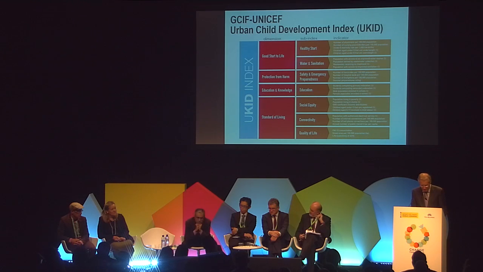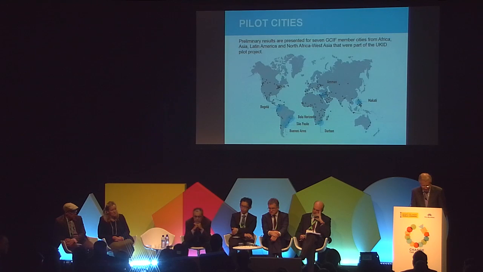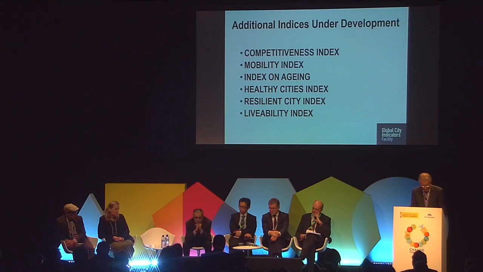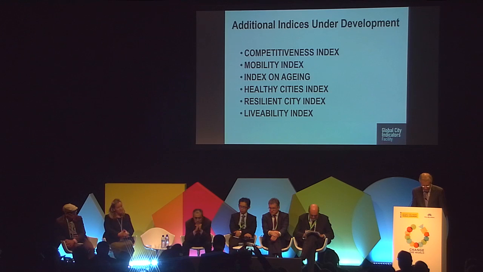Another one of the projects that we've undertaken through GCIF is a project in partnership with UNICEF on an urban child development index. We set the dimensions and the sub-indexes, as you can see, all using the standardized indicators that we had developed. There are a number of pilot cities that are part of that project with UNICEF and GCIF, and additional indices under development: competitiveness, mobility, as you see here. There is a good base now, but there's a lot more that needs to be done.